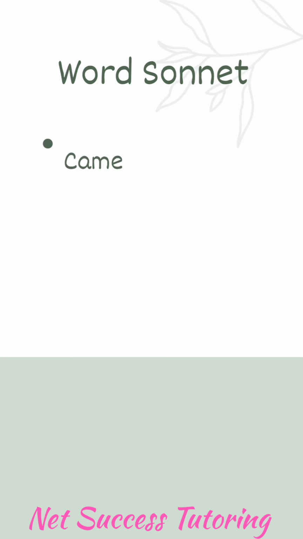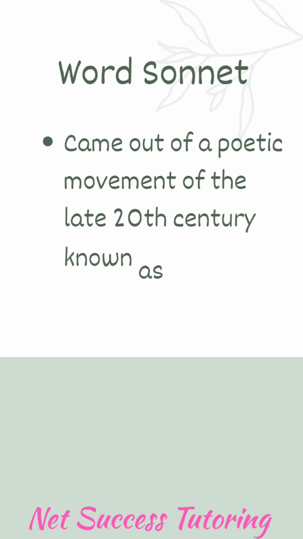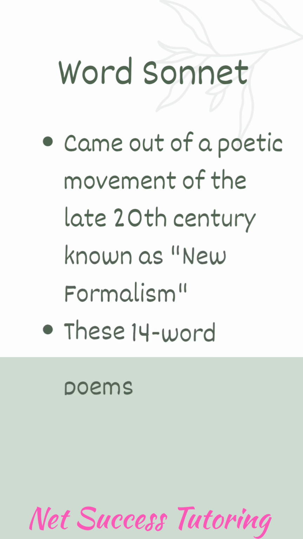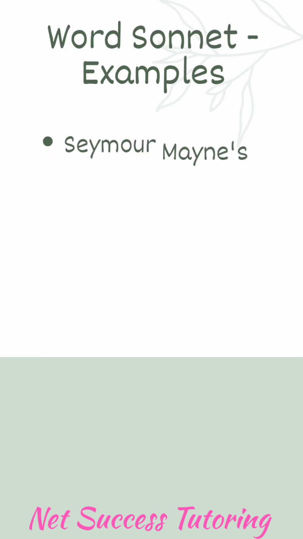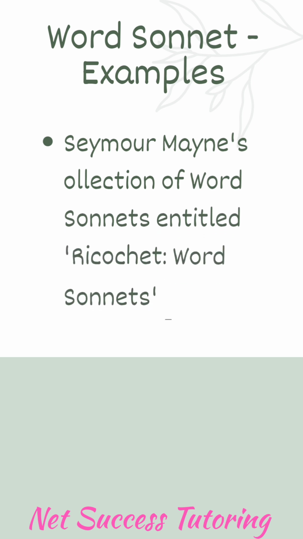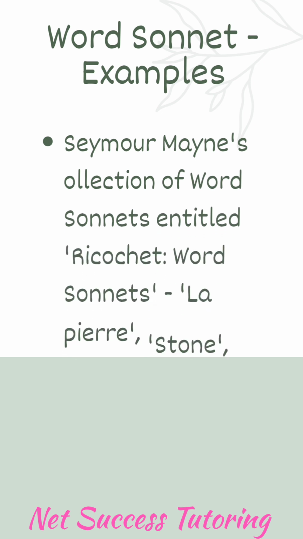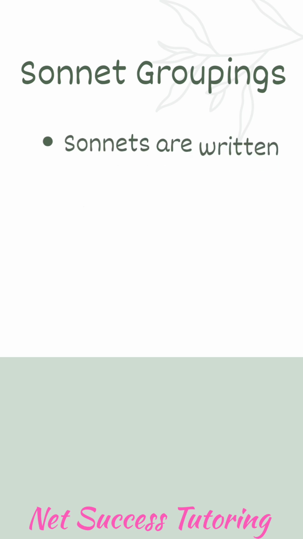Word sonnet. This came out of a poetic movement of the late 20th century known as New Formalism. These 14-word poems contain just one word per line. Examples: Seymour Mayne's collection of word sonnets entitled Ricochet Word Sonnets, which includes sonnets like La Pierre, Stone, Equinox, L'Équinoxe, Ricochet, etc.